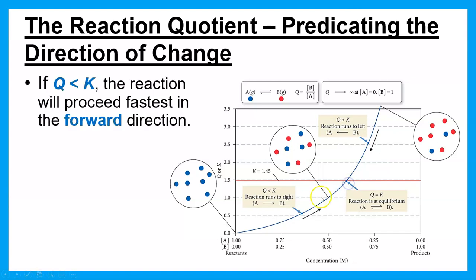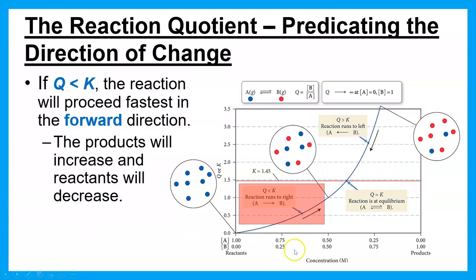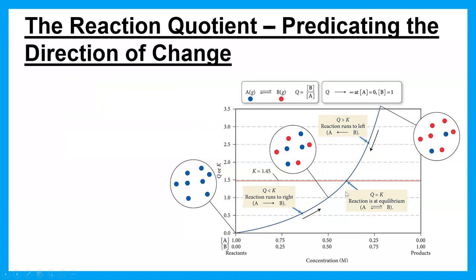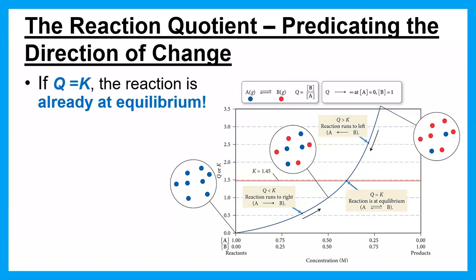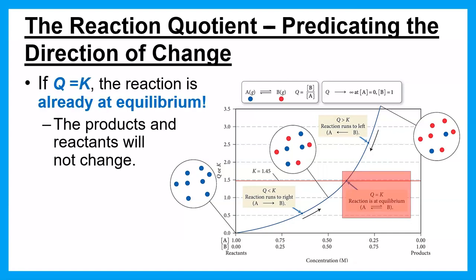If Q is too small, that means we're down here. So the forward direction is going to proceed to try to get us to our equilibrium position here. We're going to be making more products trying to get up to here. Now, if you're really, really lucky, somehow you magically manage to dump in exactly the right amount of stuff and you're already at equilibrium. You plug in all your numbers and you go, oh my gosh, Q is equal to K. So I'm at equilibrium.